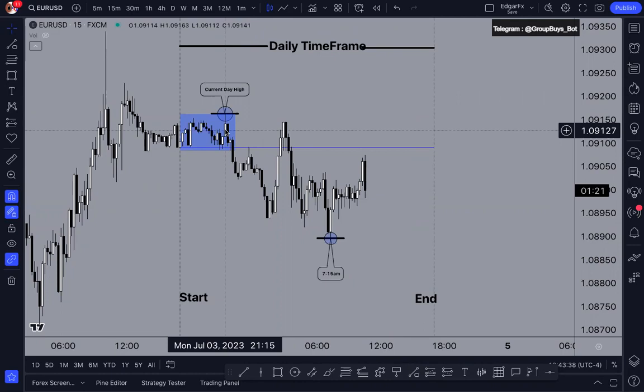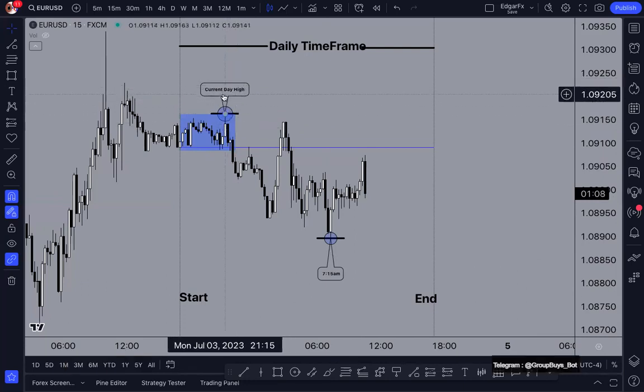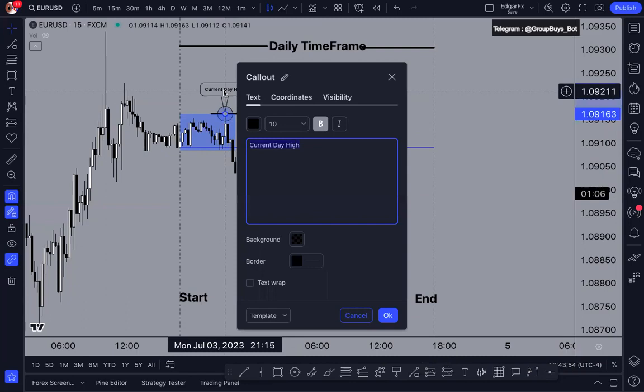I want to expose my account to the market as little as possible, but take as much from the market as possible. Maximum efficiency.